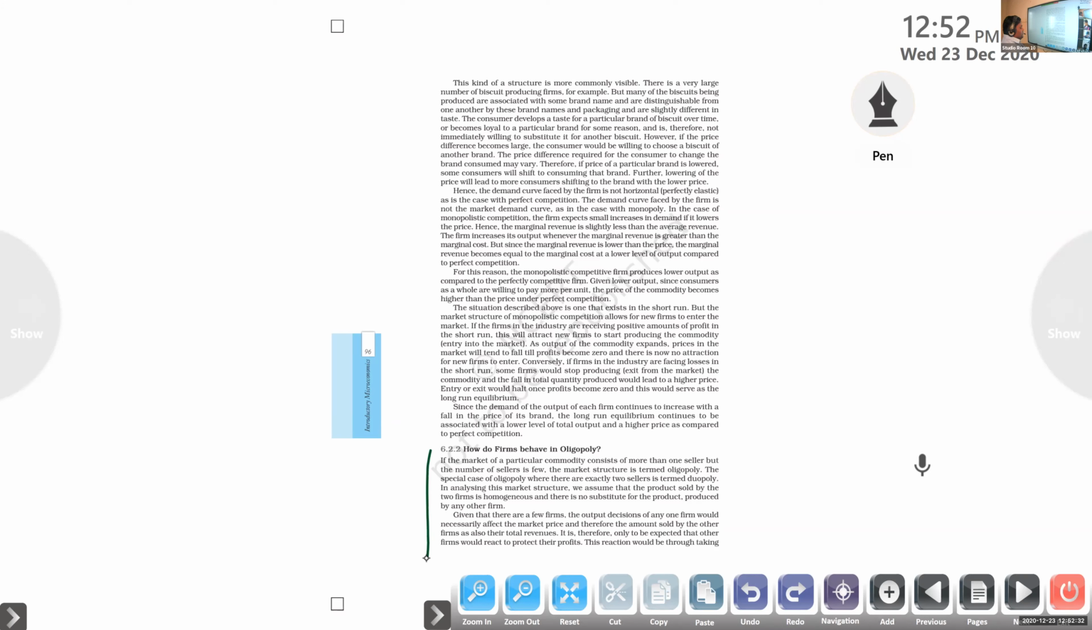Underline oligopoly. What is that? If the market of a particular commodity consists of more than one seller, but the number of sellers is few, it is more than one, but not many. Okay, it is few. The market structure is termed oligopoly. This market condition is termed oligopoly. Okay, here the special case of oligopoly where there are exactly two sellers is termed duopoly.